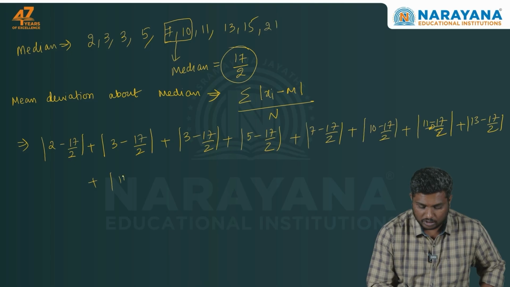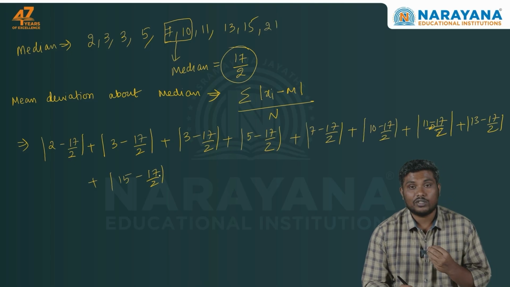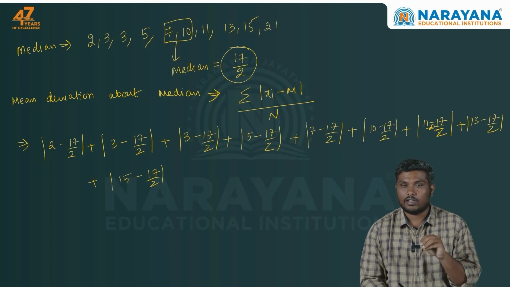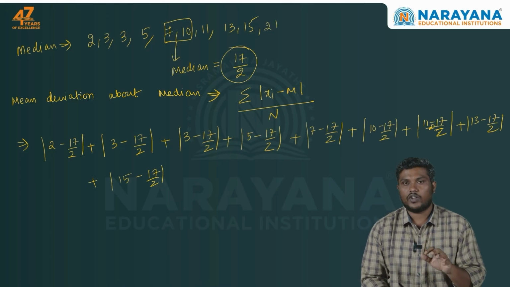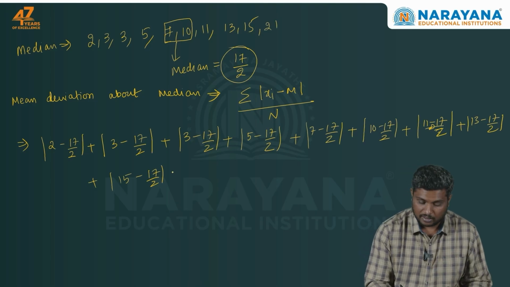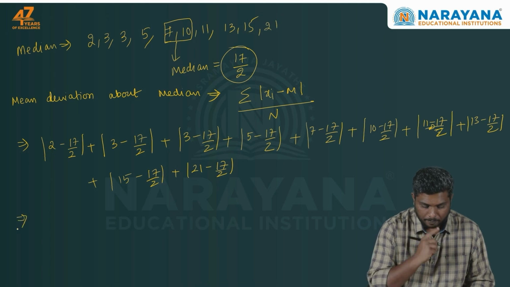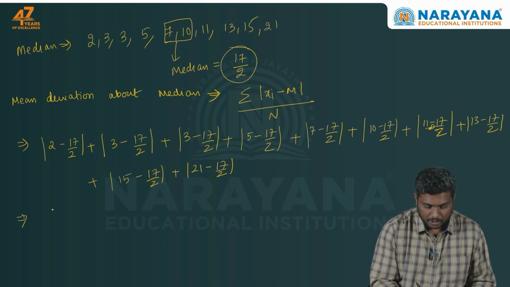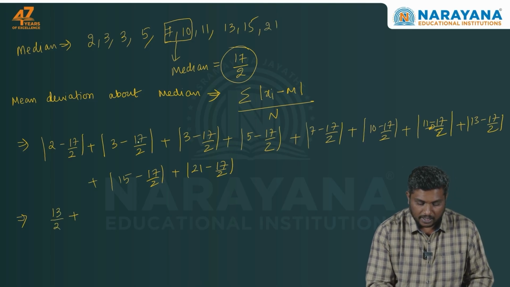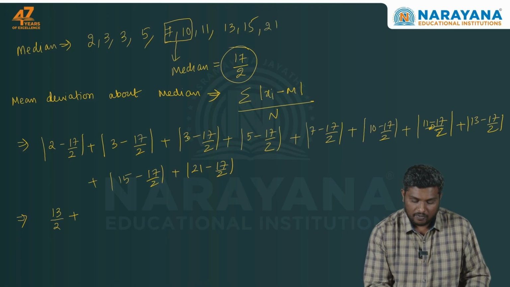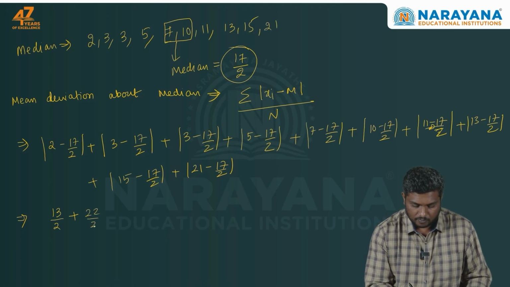As I told you, this is going to be a lengthy calculation, but since this has nothing to do with more logical thinking, one should take the advantage of this, spend enough time on such questions, get the final answer. |21 minus 17|/2. So let me find the sum first of all. |4 minus 17| is 13 by 2, plus |6 minus 17| is 11. 11 plus 11, 22 by 2.